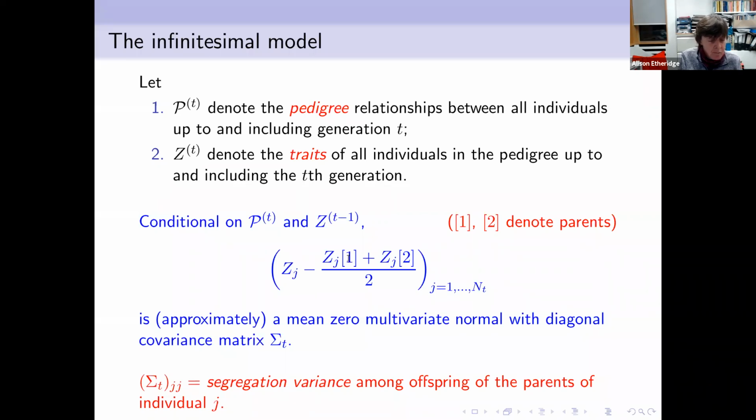So maybe it's the right way to go. Zj1 is the trait value in parent 1, and Zj2 is the trait value in parent 2, and this is the mean. So centering on that mean, our claim is that even if we condition on knowing the pedigree all the way up to the current day, and we condition on knowing all of the trait values in the pedigree up to and including the parental generation, then this vector is approximately a multivariate normal.